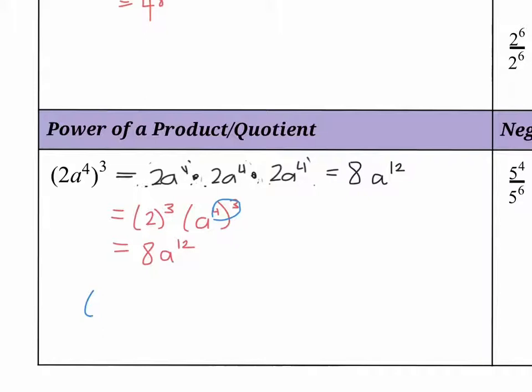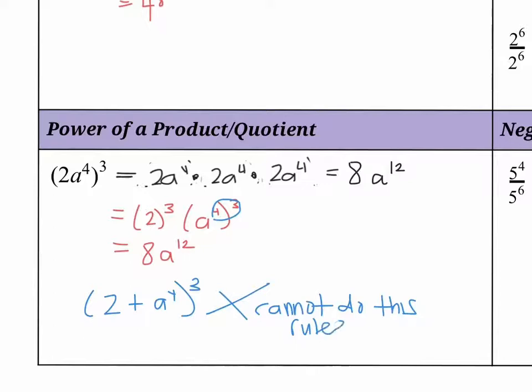Let's change it up: instead of 2, we'll do 2 plus a to the power of 4, all to the power of 3. We cannot use this rule. There's no rule that says I can put that 3 in there. We know what to do with a cubed in this case. We've got to write this bracket out 3 times, and then we're going to have to FOIL.